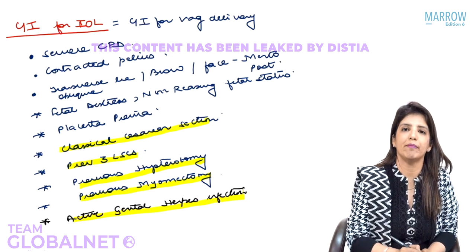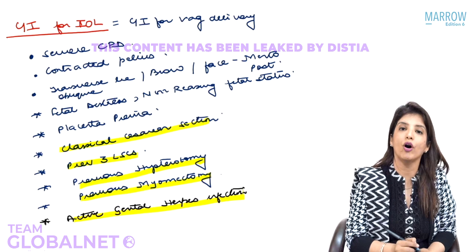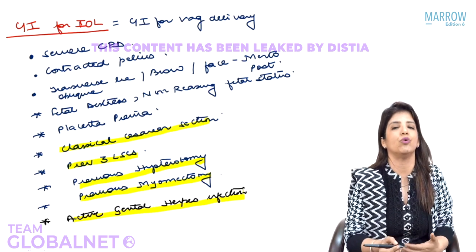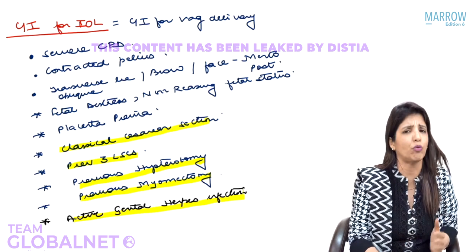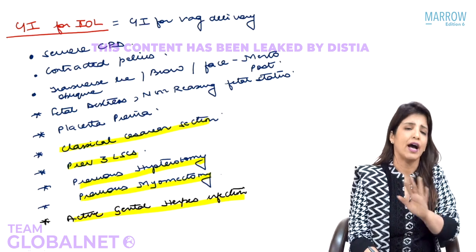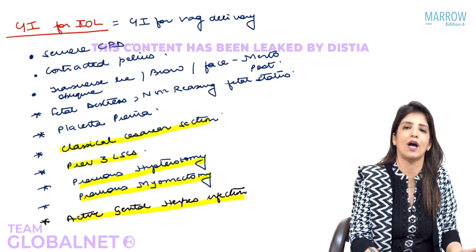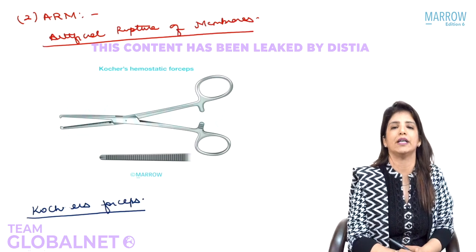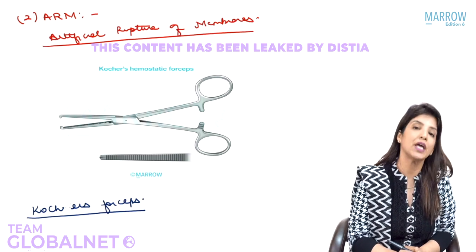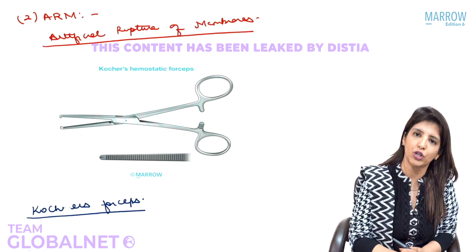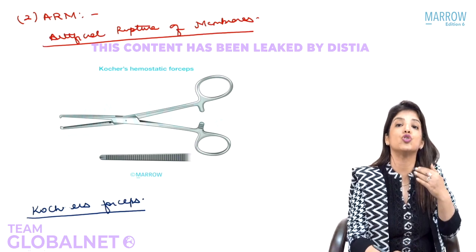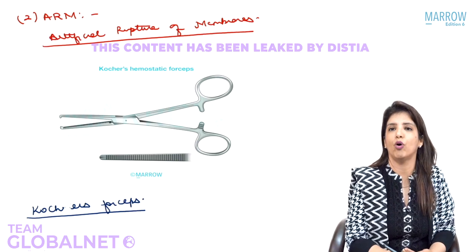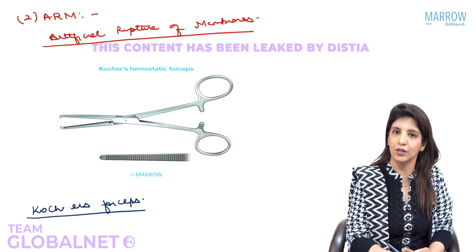Now, let's talk about the drugs which are used for augmenting labor. The drug used for augmenting labor, you know, is oxytocin, and everything I wanted to tell you about oxytocin, I have already told you in the chapter on PPH. The next method for augmentation of labor is artificial rupture of membranes. In artificial rupture of membranes, you rupture the membranes deliberately, and you do it with the help of an instrument called Kocher's forceps.